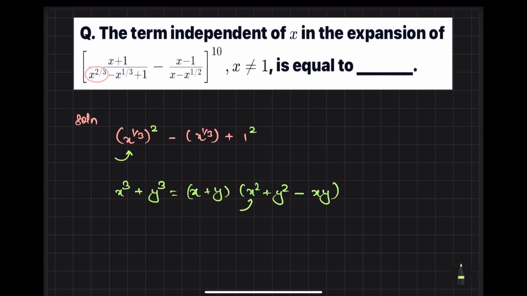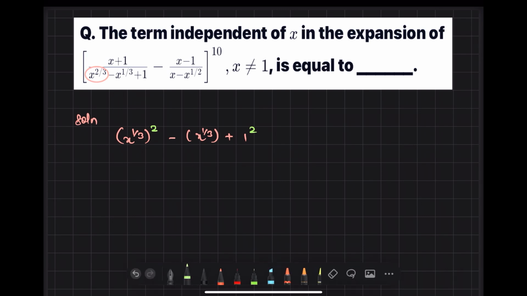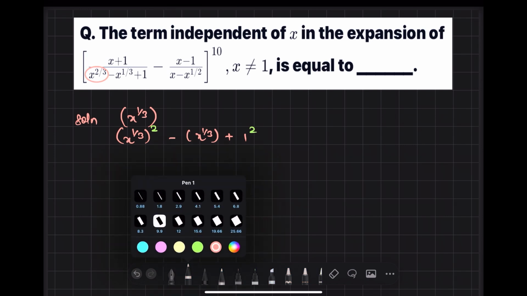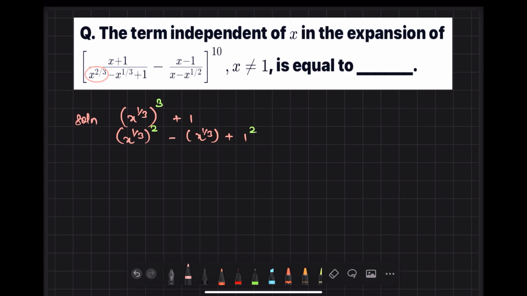Correct? So don't you think it is forming the same situation? A square plus b square minus ab, minus 1 into the third root of x. Correct or wrong? Correct? So can I write the numerator as (x power 1 by 3) power 3 plus 1 power 3? Correct? So done with the numerator.